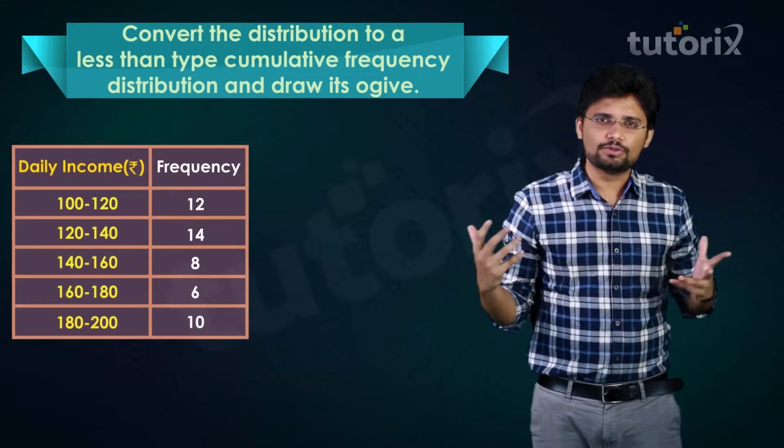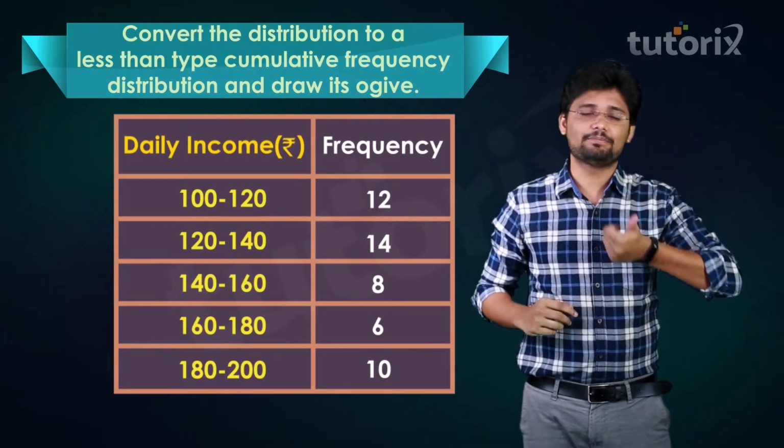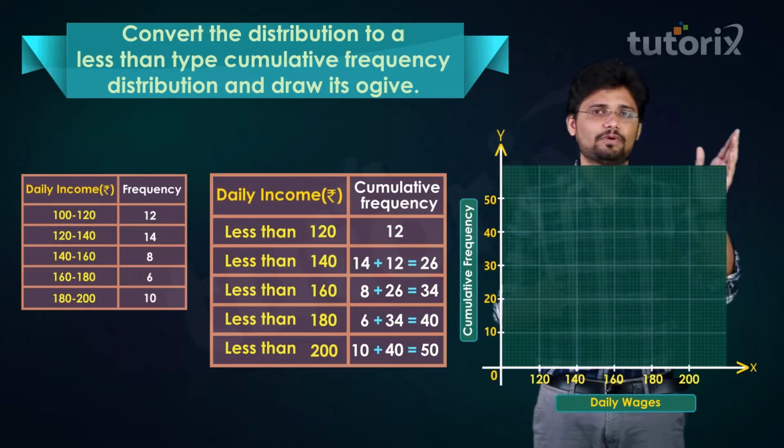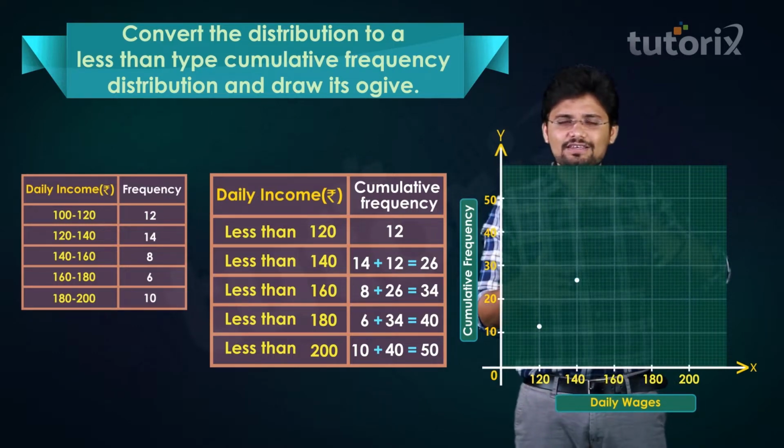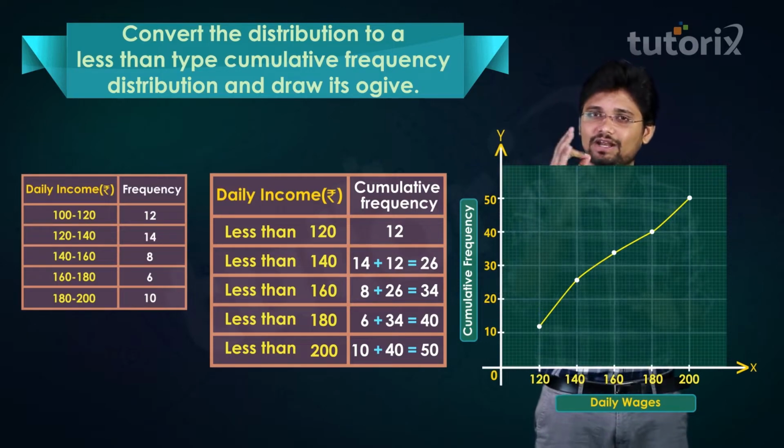So what we are supposed to do? Well, we are supposed to convert this grouped data to a less than type. Frequencies on the graph and join the points. So 12 here, 26 and so on. So this is the OG for the data of less than type cumulative.